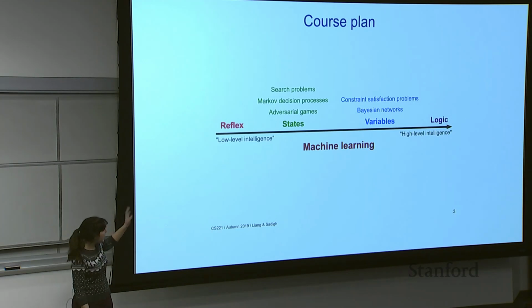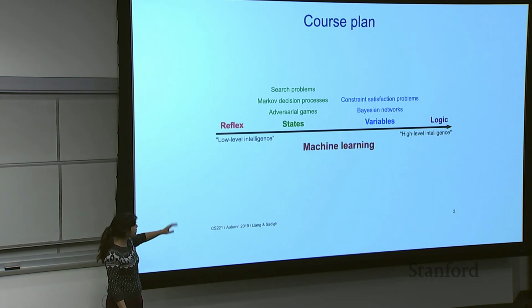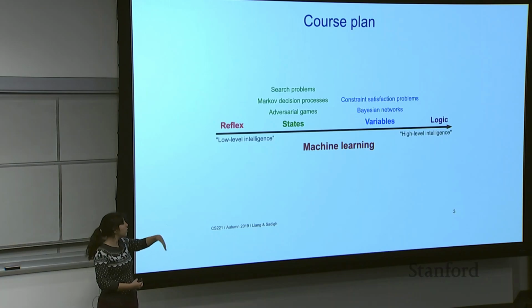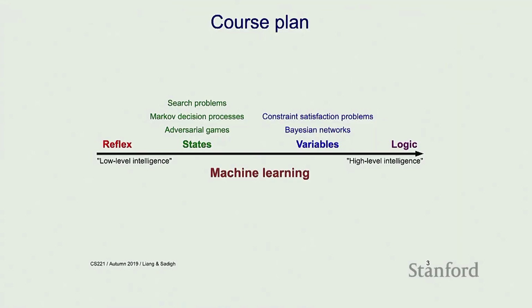And these were the topics that we covered. We started with machine learning, and we treated machine learning as a tool that allows us to better learn these models, the parameters of these models. And then we talked about various levels of intelligence in the course, right? We started with reflex-based models, then we increased the level of intelligence a little bit, talked about state-based models, variable-based models, and finally logic. So let me briefly remind you of some of these topics.